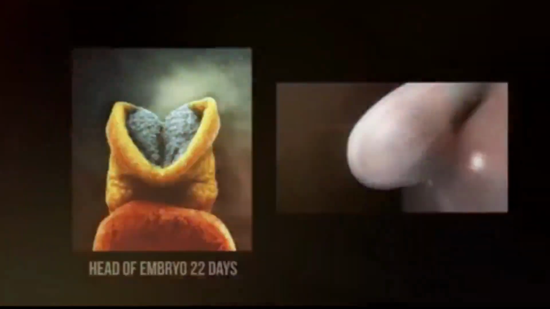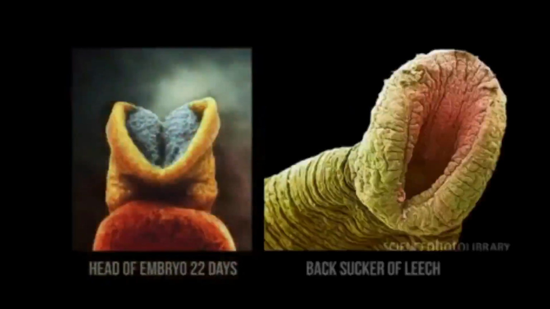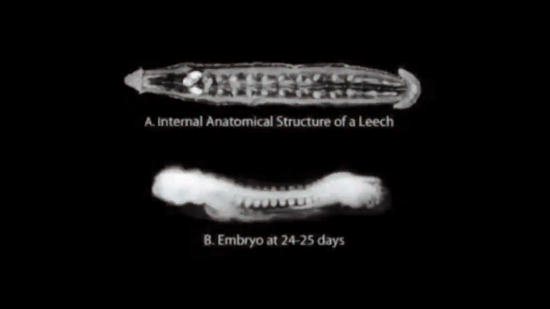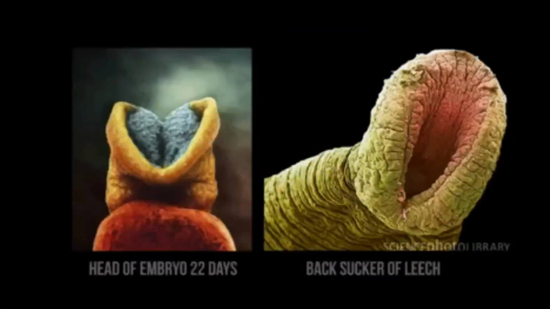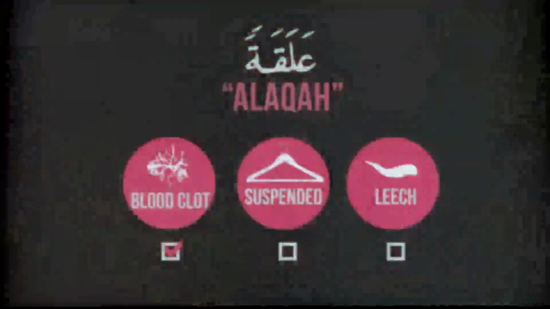This is the head of the embryo at 22 days. The detail you are seeing right now is absolutely impossible to be seen with the human eye and can only be seen with a microscope. This is the back end of a leech. There's no other words used to describe this other than mind-blowing. The pictures we have shown you are impossible to be seen with the human eye or even to be predicted by the human mind. Once again, the verses we have shown you were revealed over 1400 years ago to a man who couldn't read nor write.